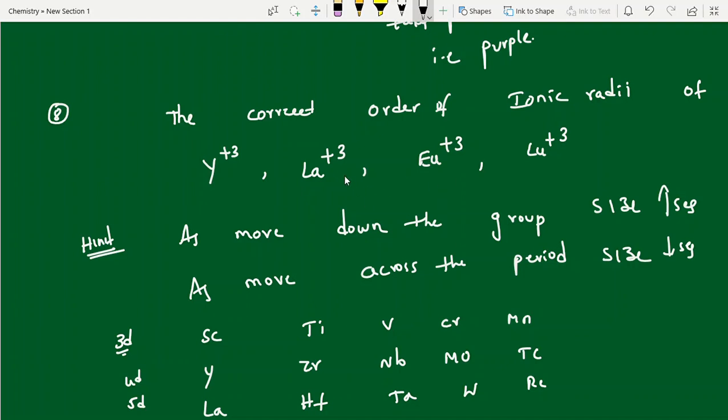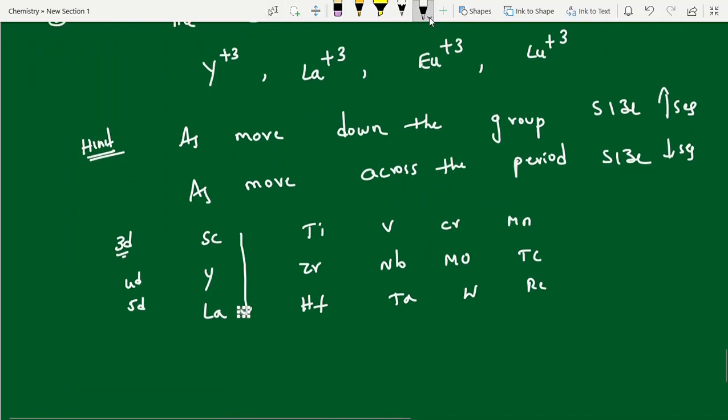See, this is lanthanum. Where is lanthanum? Here. Yttrium here. So as we move down the group, what happens, students? Size increases, right? So here, yttrium to lanthanum, what happens? Size increases. Means yttrium is the least size when compared to lanthanum. Okay, fine. You found this answer.